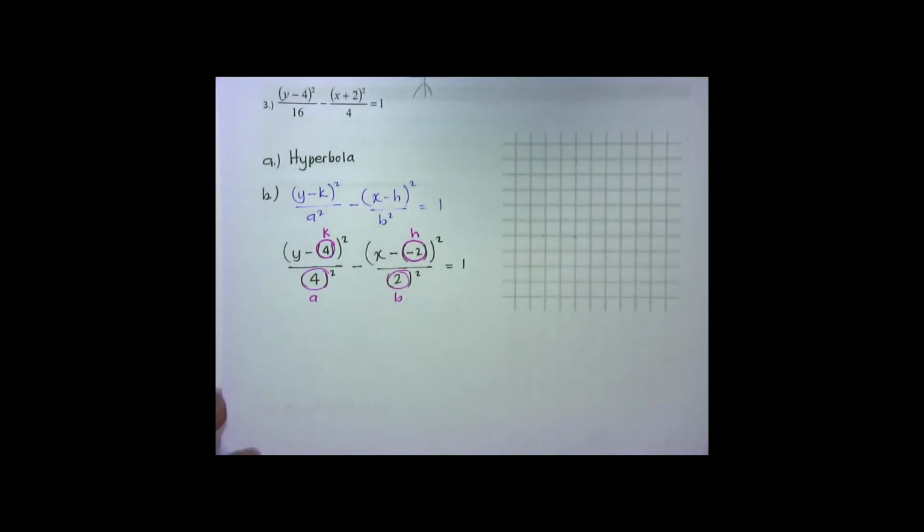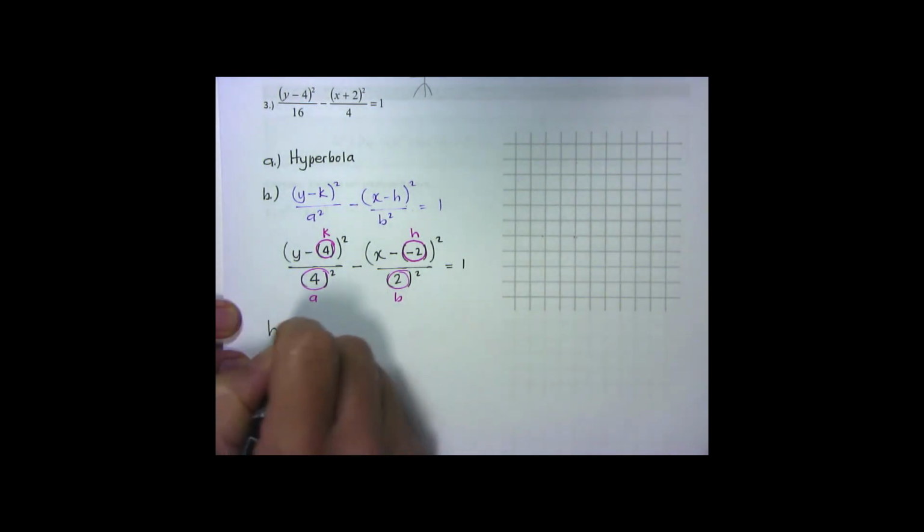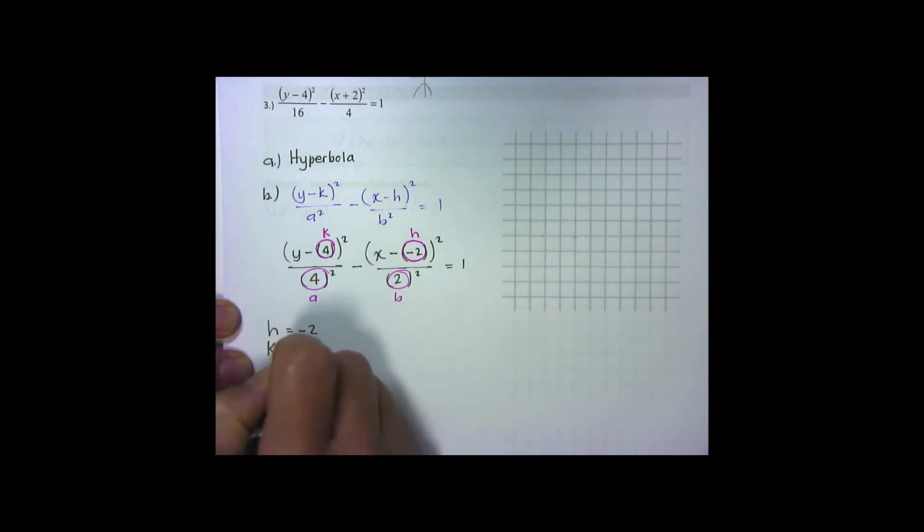All right, so once we get it in that standard form, it becomes a little easier to pull all of these things out. So what did we say? h is equal to -2, k is equal to 4, a is equal to 4, and b is equal to 2.